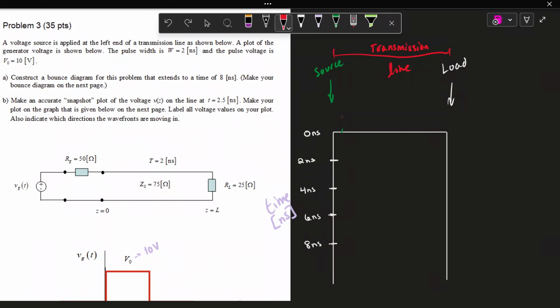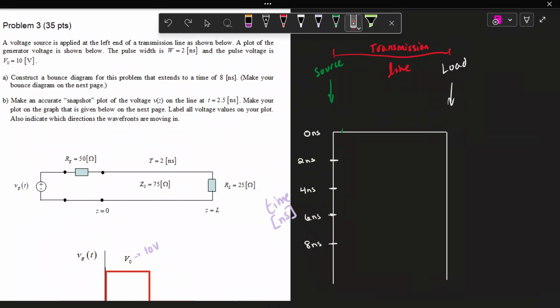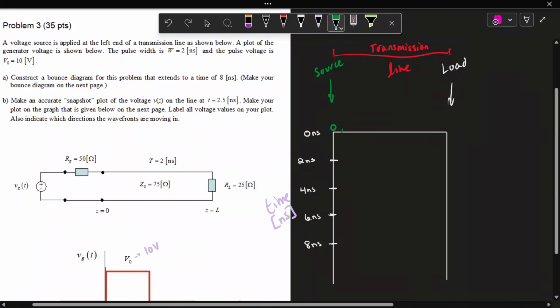Now, what is this axis from left to right? What does that represent? Well, let's think about this. If we say this side is the source, this side is the load, and in between is the transmission line, that's the length. That's the length that the wave will propagate. Now, how do we set that? Well, we can say maybe this is a 0, or we could just keep it as z in meters.